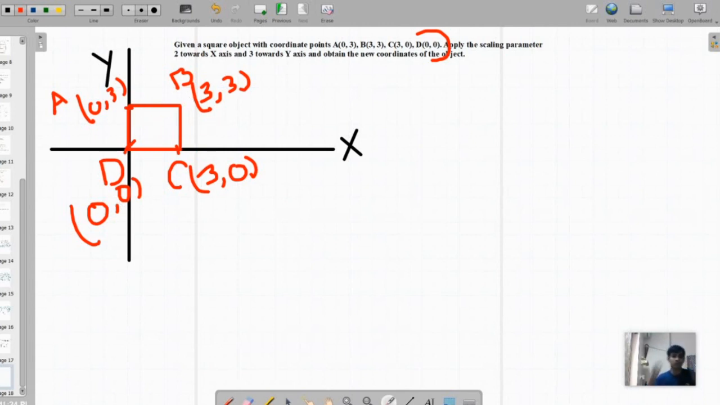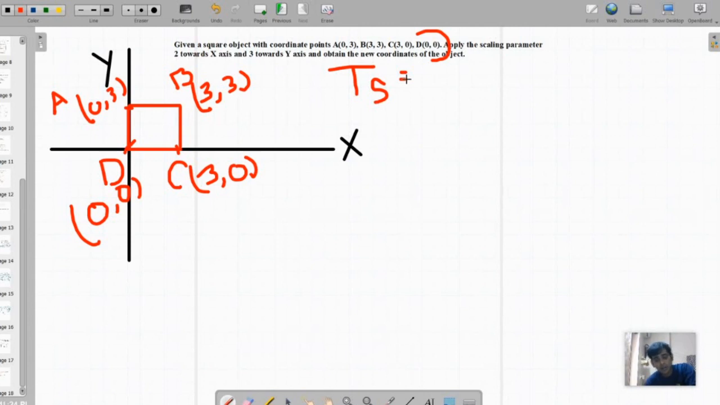Now, as the next line, you are being told to apply the scaling parameter 2 towards the x-axis and 3 towards the y-axis and obtain the new coordinates of the object. I hope until now you have been able to figure out how we will solve it. At least you have noticed how to apply transformation matrices while we were discussing the rotation. So here, scaling.